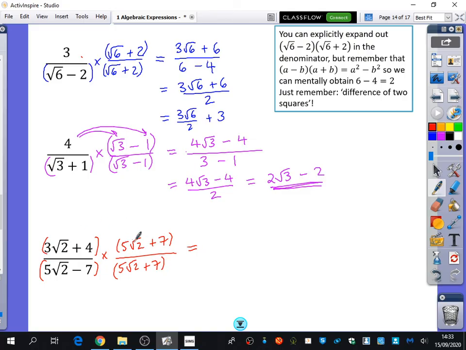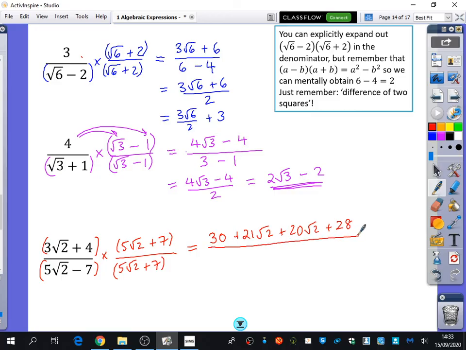3 root 2 times 5 root 2. See if we can do that all in one go. 3 root 2 times 5 root 2. So it's 15, and then we've got root 2 times root 2 is 2. So it's 15 and 2, so it's 30. Now I'm going to do 3 root 2 times 7, so that's 21 root 2. Now I've got 4 times 5 root 2, 20 root 2. Good, 20 root 2, and then I've got 4 times 7, 28.